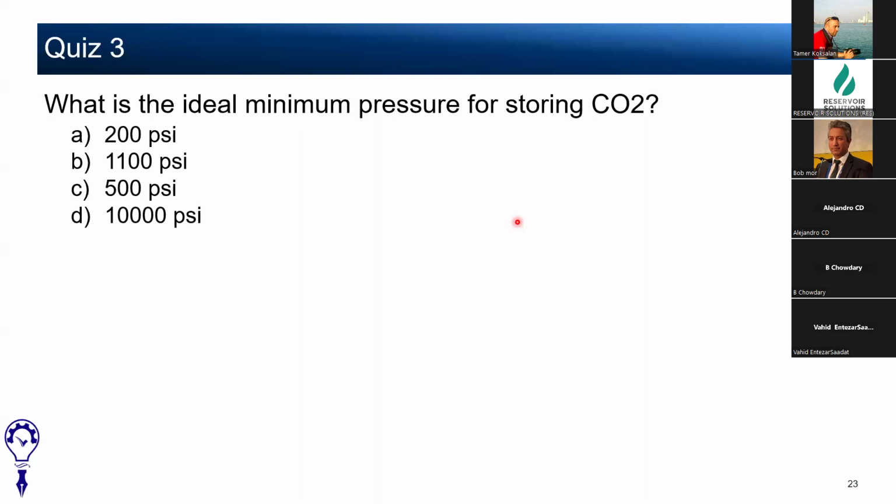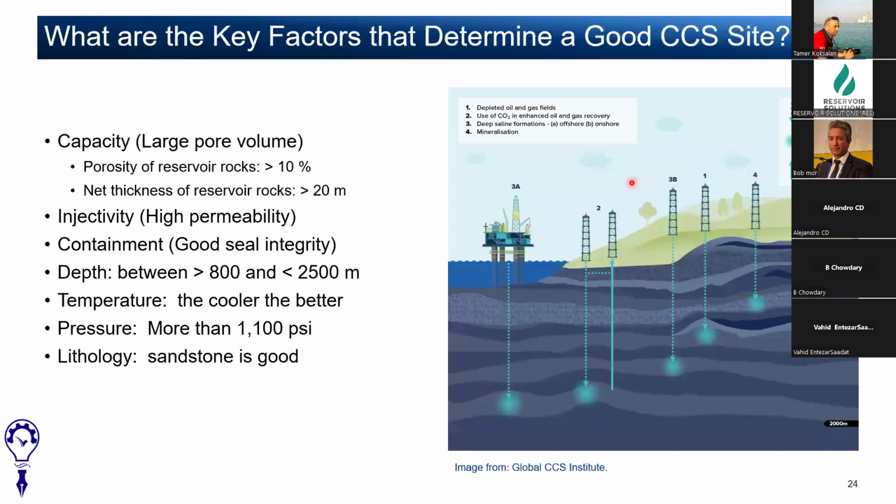So by having this quiz, let's go to our next slide and see what are the key factors that determine a good CCS site, how we can find the best candidate or good candidate for CO2 storage. The first one, as I mentioned, is capacity. So the larger is better. So it means porosity of reservoir rocks need to be more than 10%.